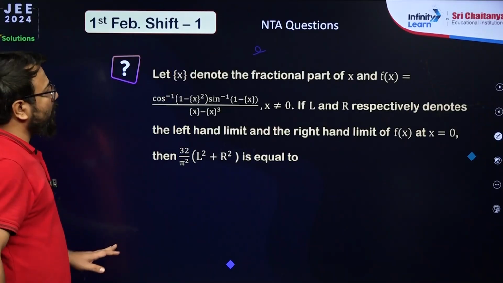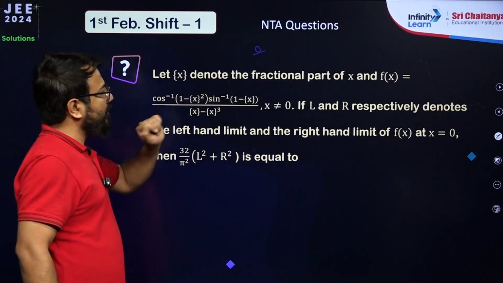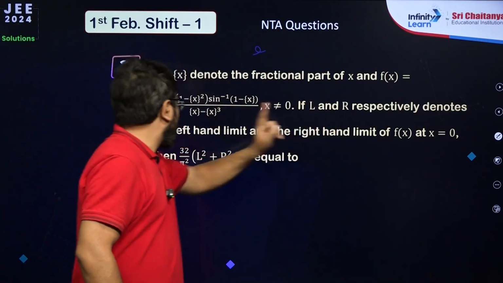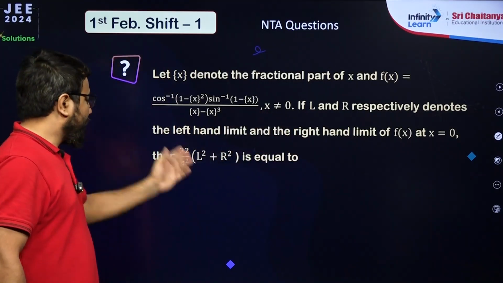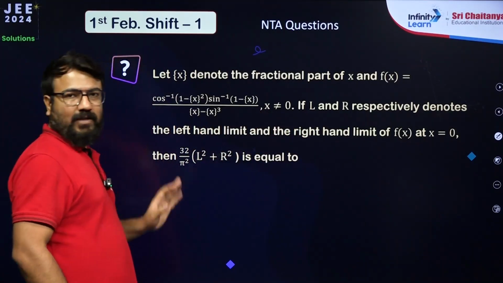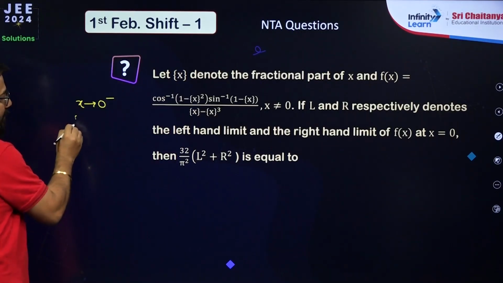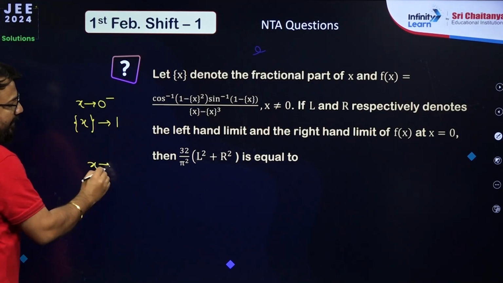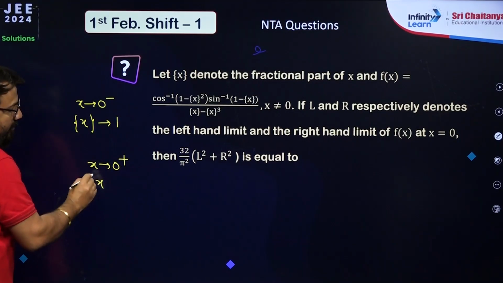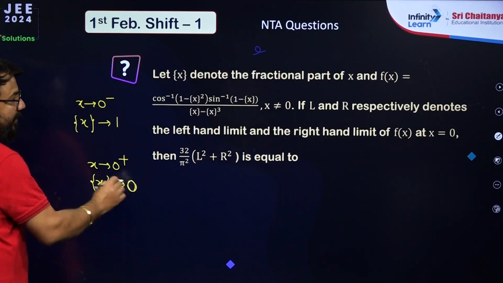Moving ahead to the next problem, here we have this expression. This is known as the fractional part function. L and R denote the left hand limit and right hand limit at x equals 0. We want to get the L value and R value for this function. So let us see here, if x is tending towards 0 minus, the fractional part function tends towards 1, and if x is tending towards 0 plus, the fractional part function will be tending towards 0. Okay, this is very important.